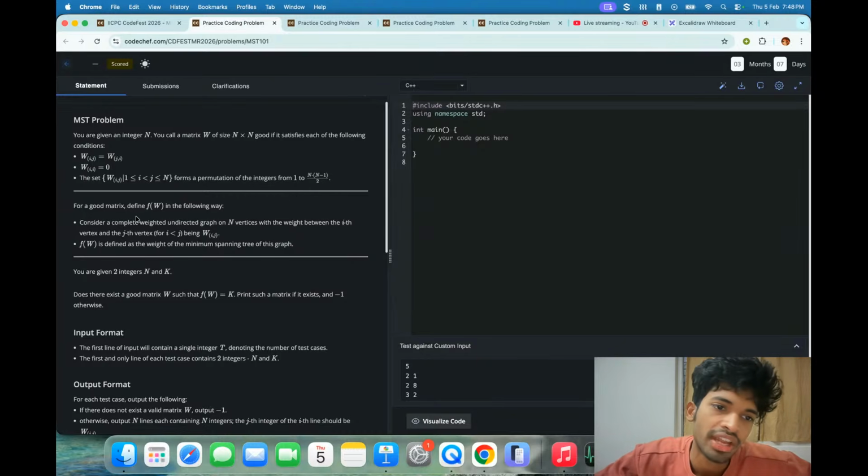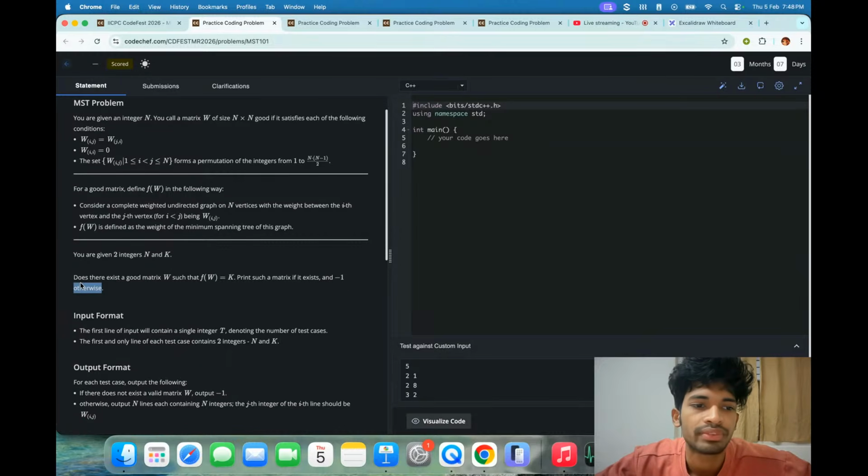For a good matrix, define f of W as follows. Consider a complete weighted undirected graph with n vertices, with the weight between the ith vertex and jth vertex being W[i][j]. f of W denotes the weight of the minimum spanning tree of this graph. You are given two integers n and k. Does there exist a good matrix such that f of W equals k?